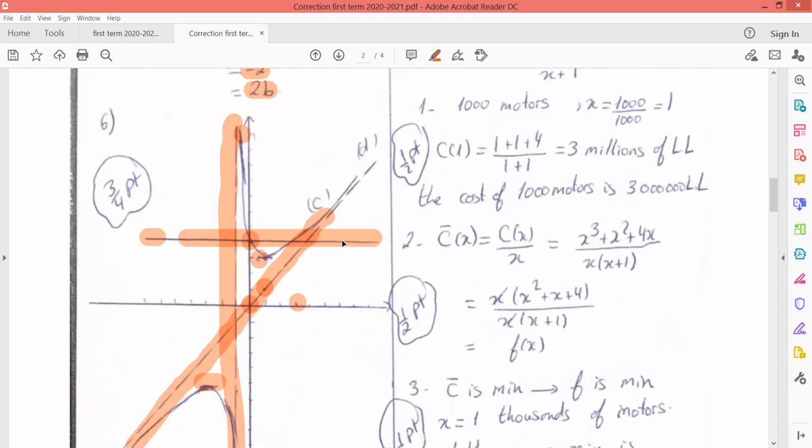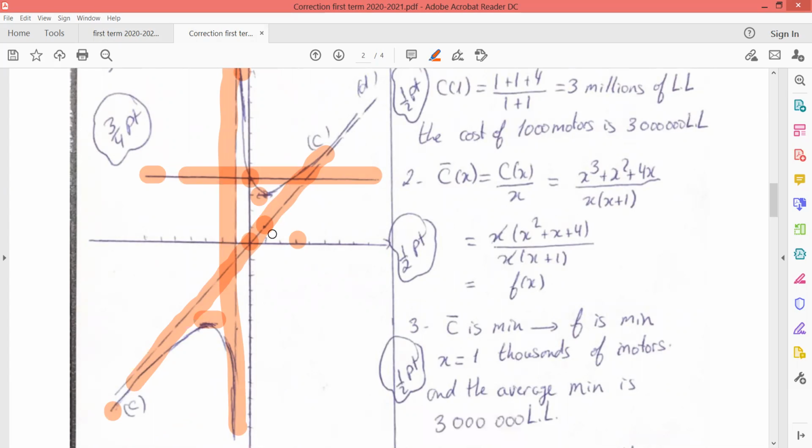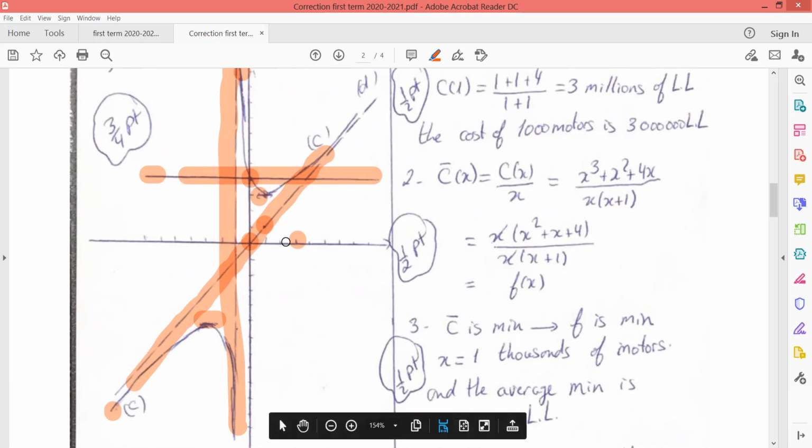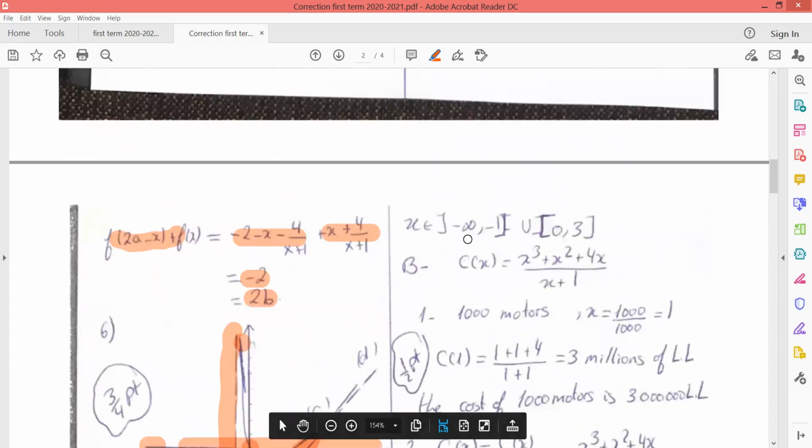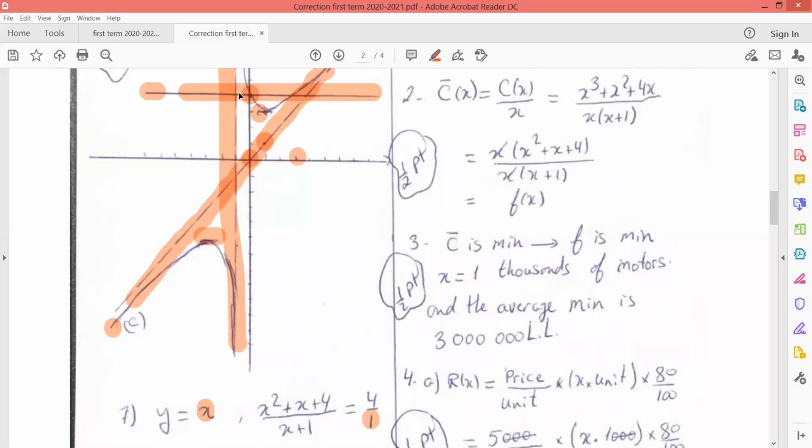This is the line D. C is below the line D. This part is below the line D from minus infinity till minus 1, and this part from 0 to 3. So graphically, we solve this one graphically. The curve is below the line D, y equal 4, from minus infinity till minus 1, and from 0 to 3.